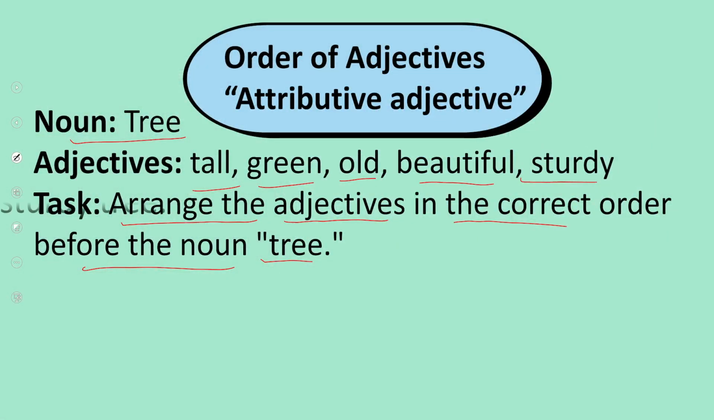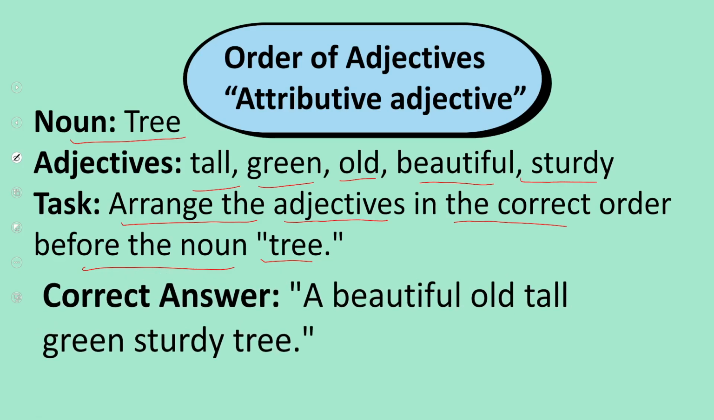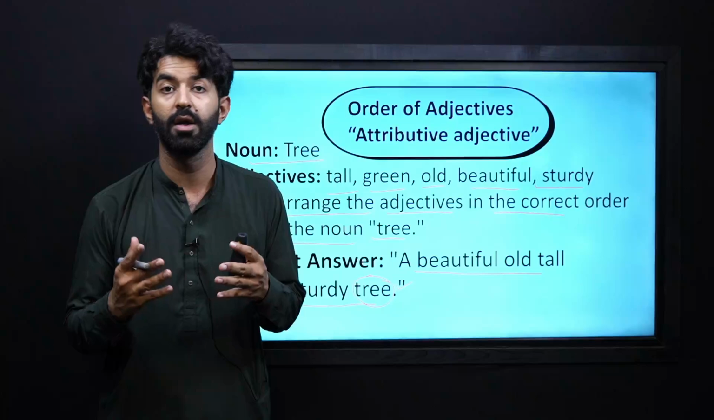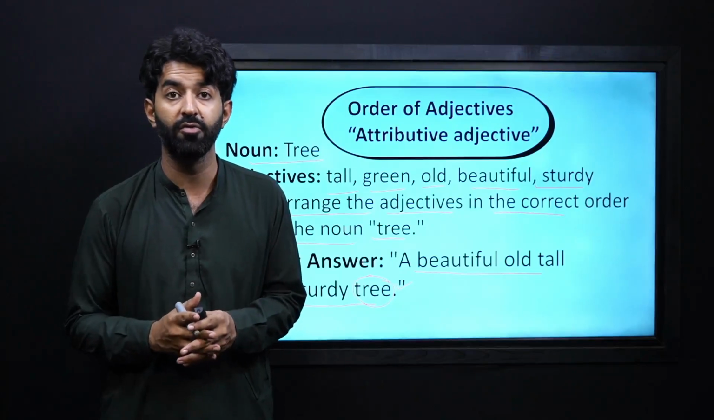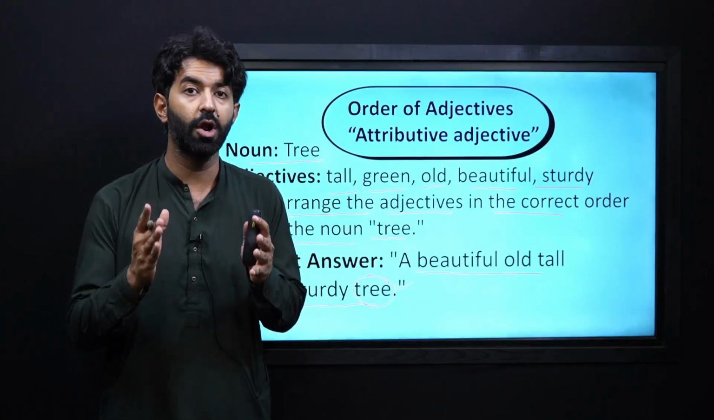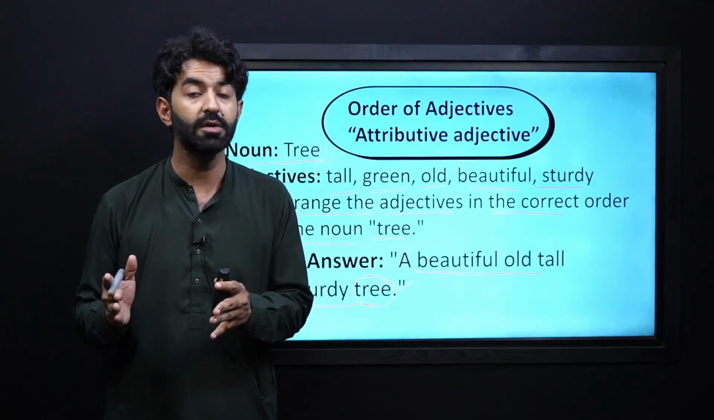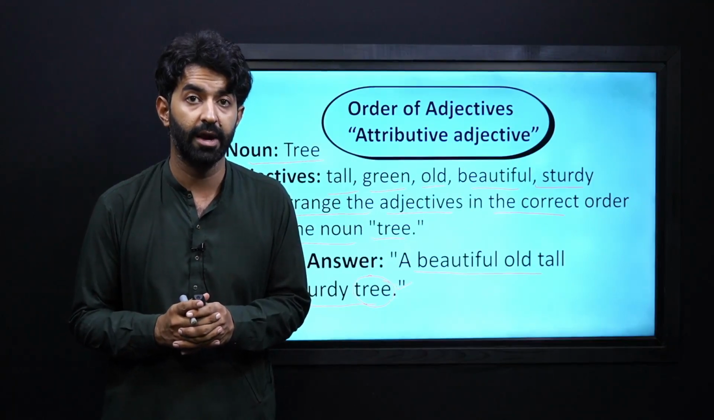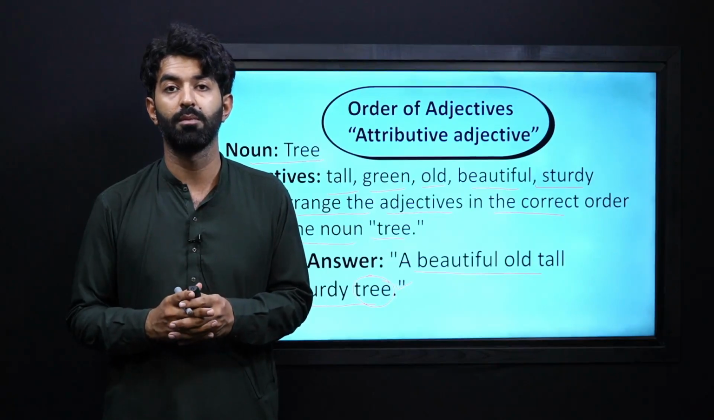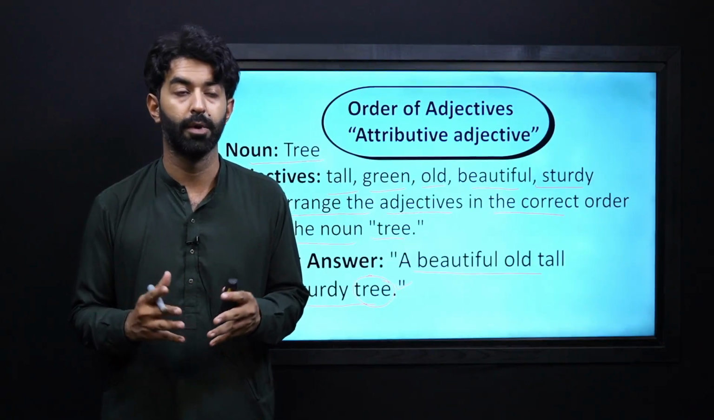Good. Now here is the correct answer: a beautiful old, tall, green, sturdy tree. Now all these adjectives are coming before our noun, hence they are in the attributive position, and are called attributive adjectives. They are following the order that we learned in the previous slide, which we can remember using the mnemonic NOSA comp.